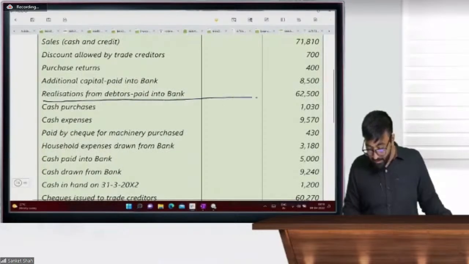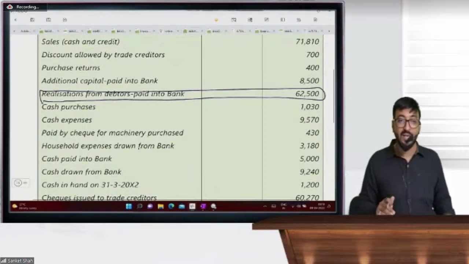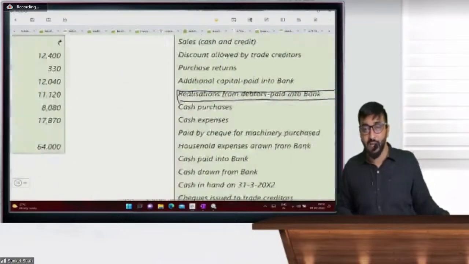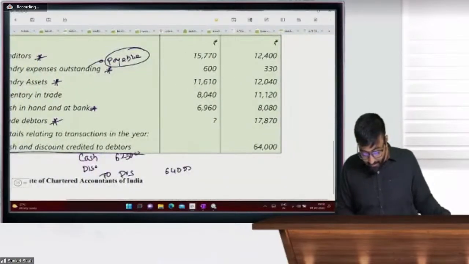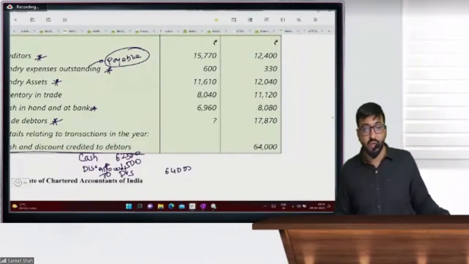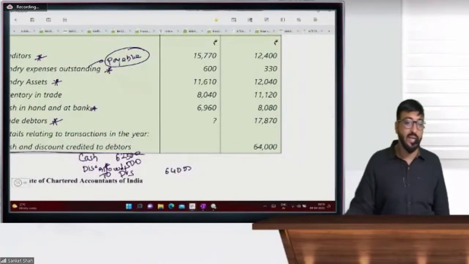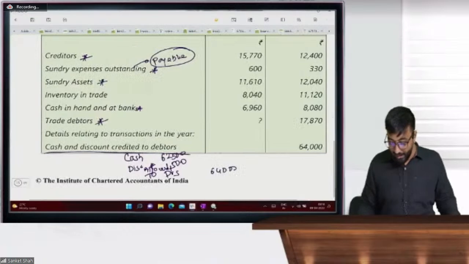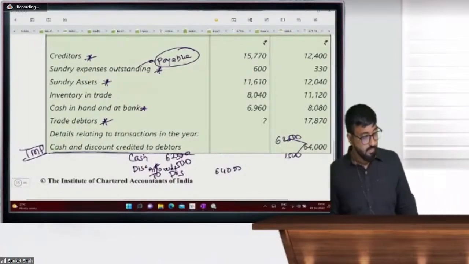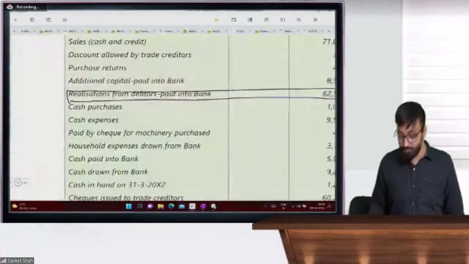realization from debtors paid into bank. By experience, I am connecting it. Okay beta, for this you need experience. So realization from debtors paid into bank. So beta, 62,500 is the cash which you received from debtors, and the balancing figure is 1,500, which is called discount allowed. So cash के डेबिट में, discount allowed means P&L के डेबिट में, and debtors के credit में we are going to write 64,000. Important entry, and you can bifurcate 62,500 and 1,500. So connection is the next part of this problem.